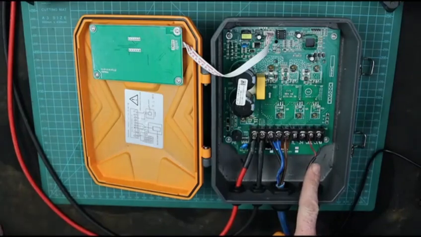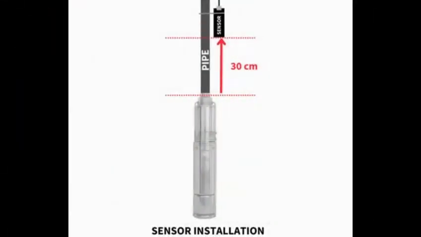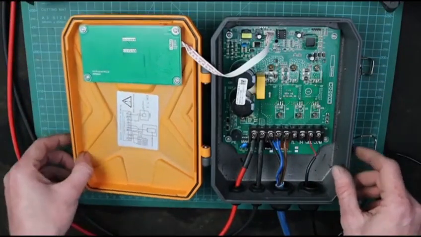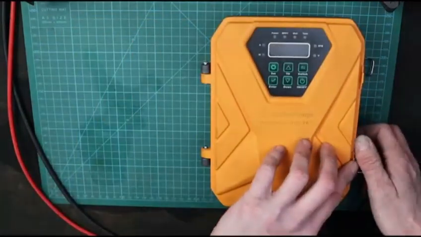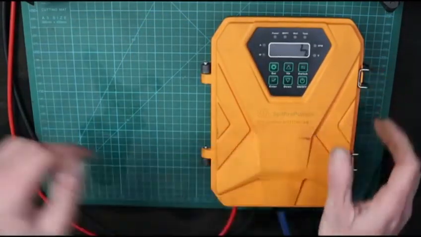Once your cables are installed and secure, you can lower your sensor into the water with your pump. After the wires are connected and secure, you can close the controller and switch it back on.